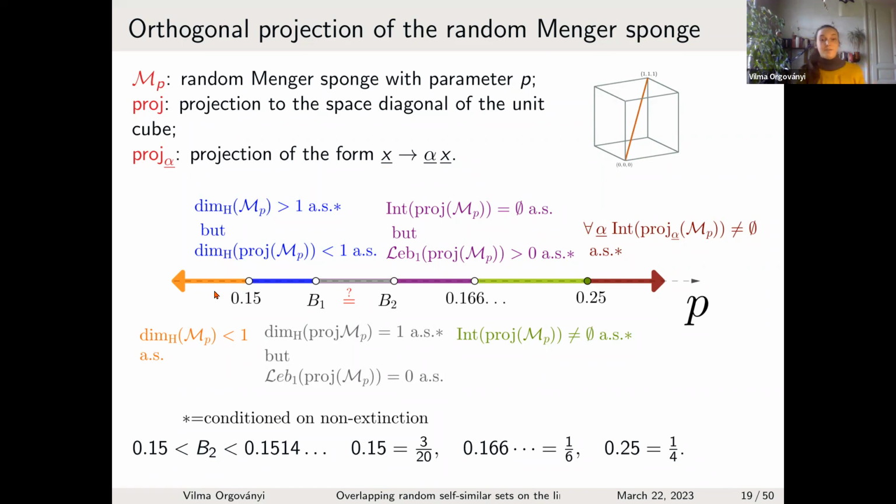So clearly, if p is smaller than 0.15, which is 3 over 20, then the Hausdorff dimension of the random Menger sponge will be smaller than 1, almost surely. So nothing interesting happens, but then we have an interval of probabilities where the Hausdorff dimension of the original set is greater than 1, almost surely conditioned on non-extinction, but the Hausdorff dimension of the projected set will be smaller than 1, almost surely. And we don't know precisely what is B1, what is the right endpoint of this interval.